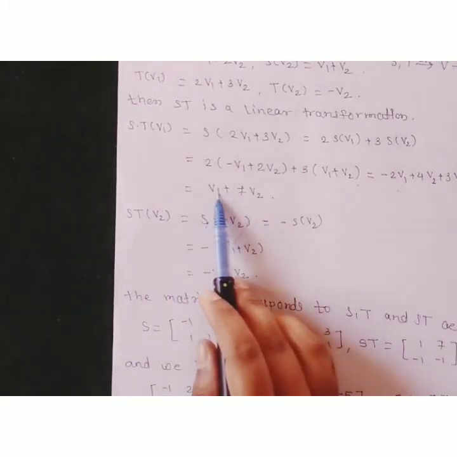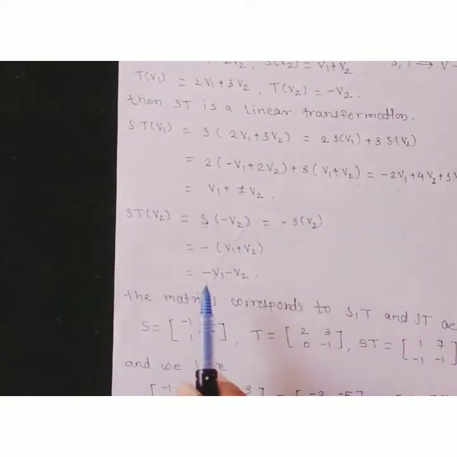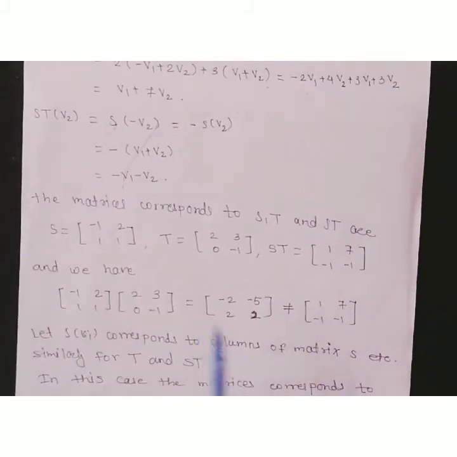The first equation is V1 plus 7V2. Therefore the first row is 1 and 7, and the second row is minus 1, minus 1. So the matrix corresponding to ST is [1 7; -1 -1].